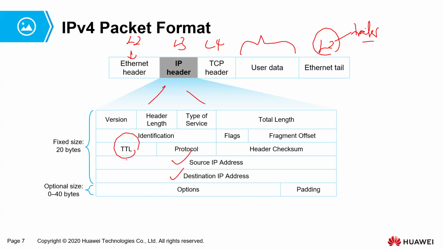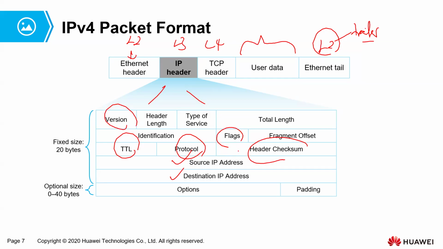We also have very important fields like the TTL, time to live. I think you need to understand what the TTL field does. This is the protocol, which is the layer 4 protocol that is being used. We have the version, which can be IP version 4 or version 6. We have the checksum, which is used for error checking. We also have a number of flags. Basically, for every field you need to understand what it is responsible for.